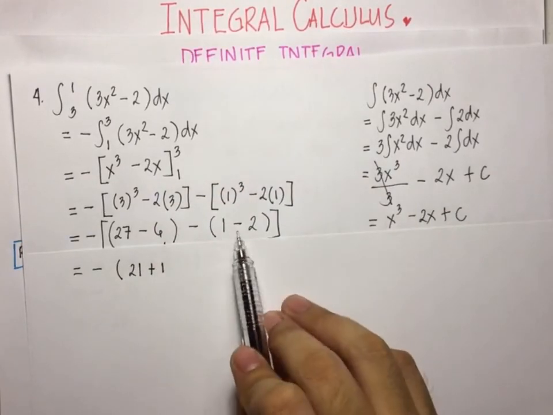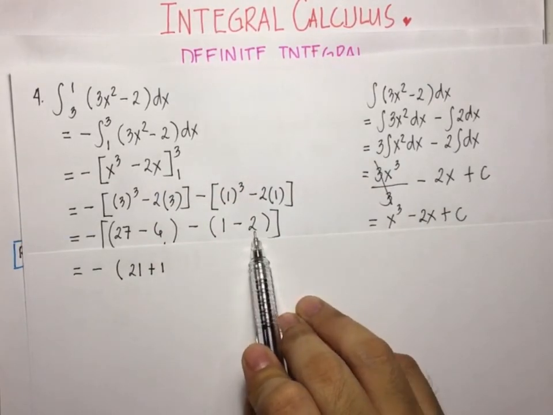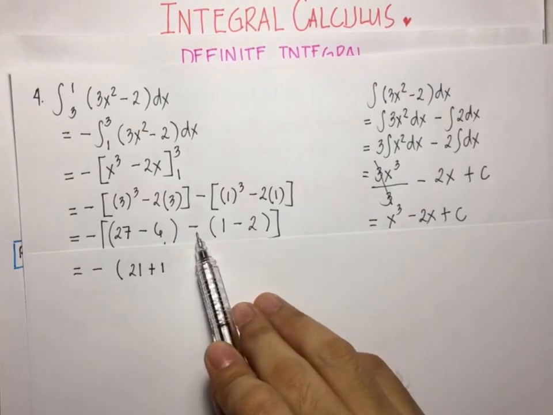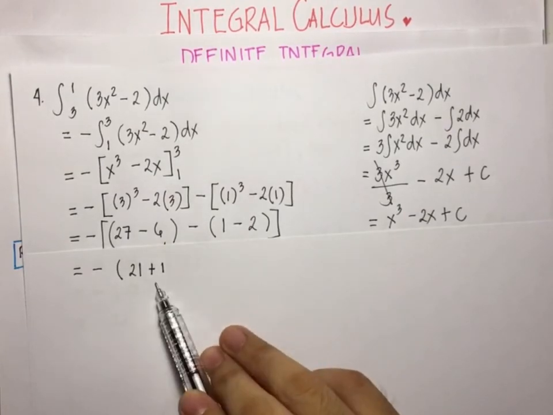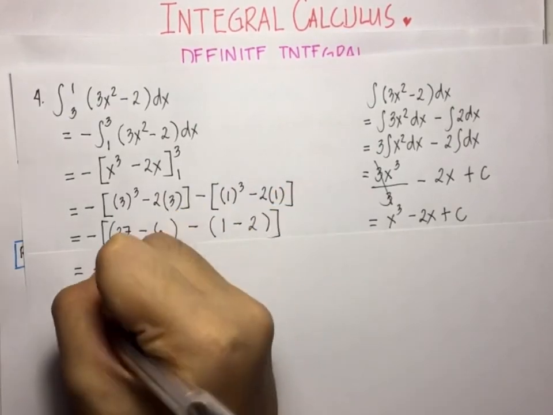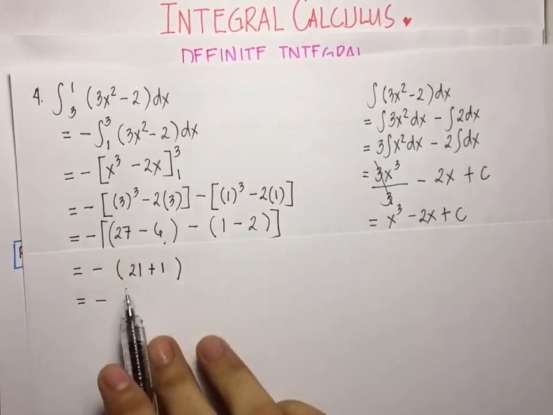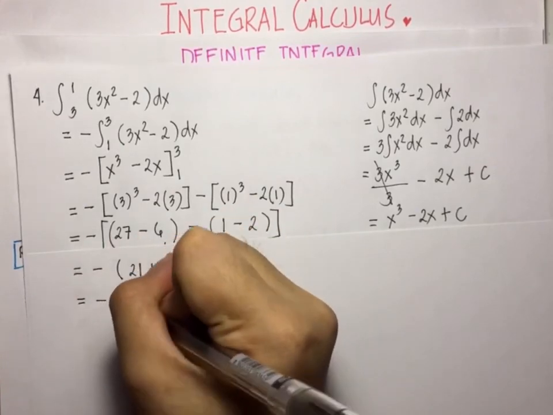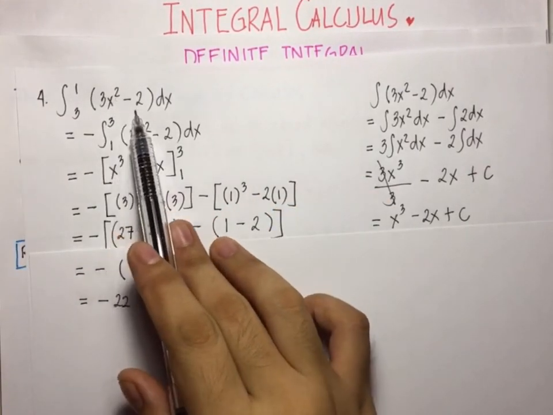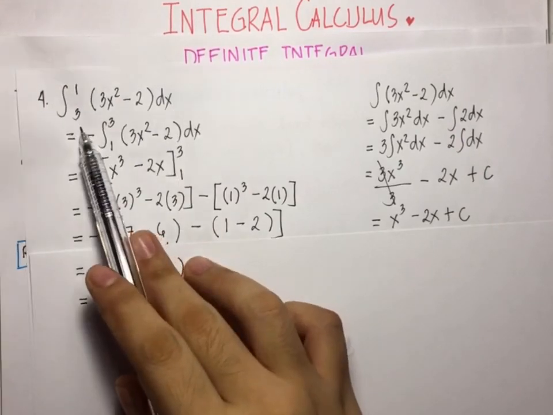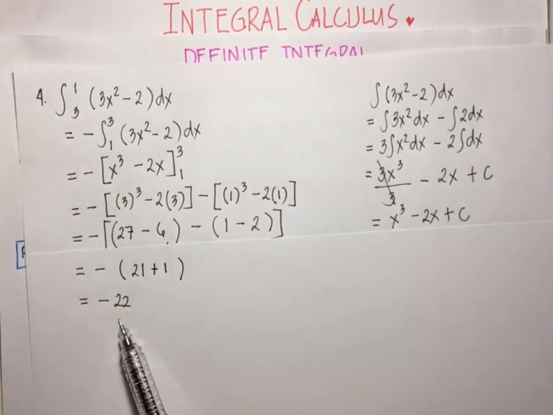Again, 1 minus 2 is negative 1. Since we have a minus sign, so negative times negative is positive 1. So this will become negative 21 plus 1 is 22. So the definite integral of 3x squared minus 2 times dx from 3 to 1 is negative 22.